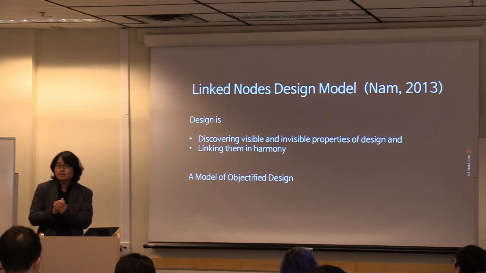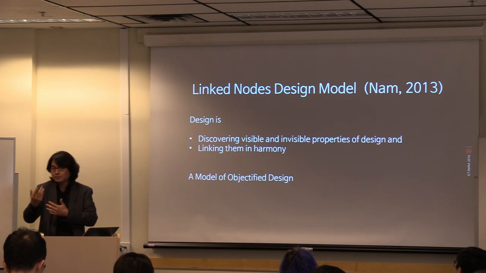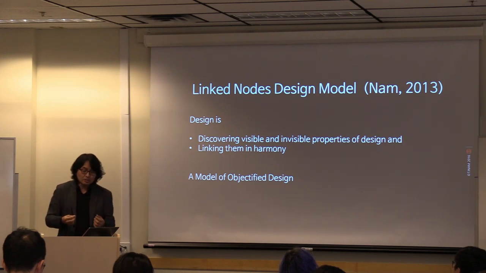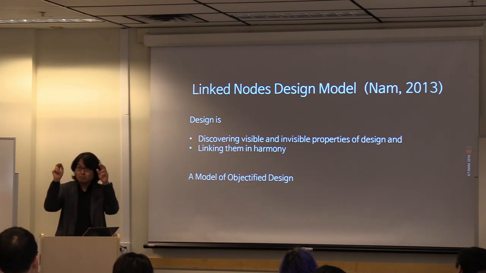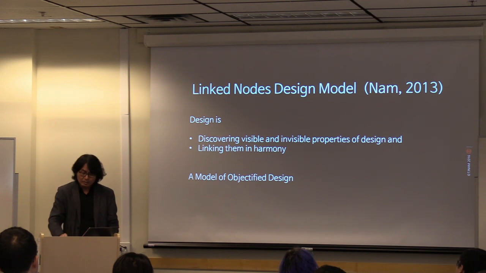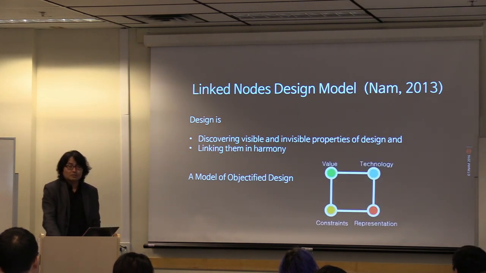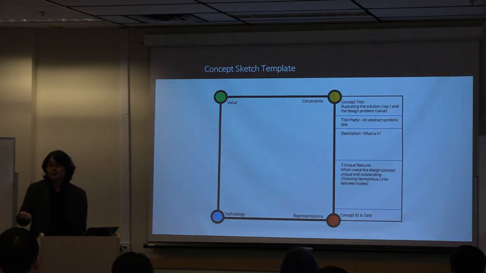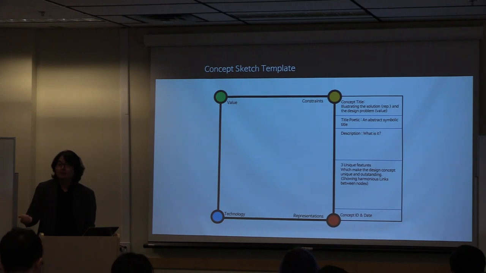So instead of following the very linear activity-based design models, how about thinking differently? This model is about considering design as discovering visible and invisible properties, which are the B's of the design, and linking them in harmony. So I call it the model objectify the design. And then to apply it as a tool, I came up with this sketchy format.